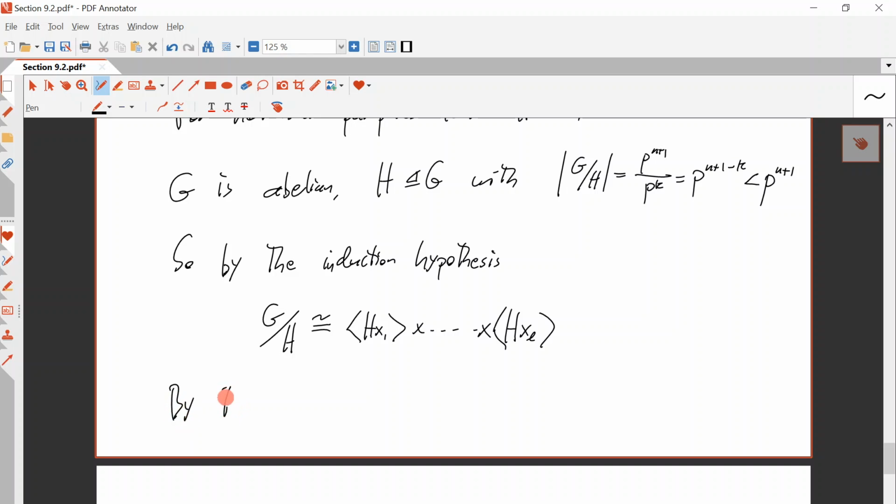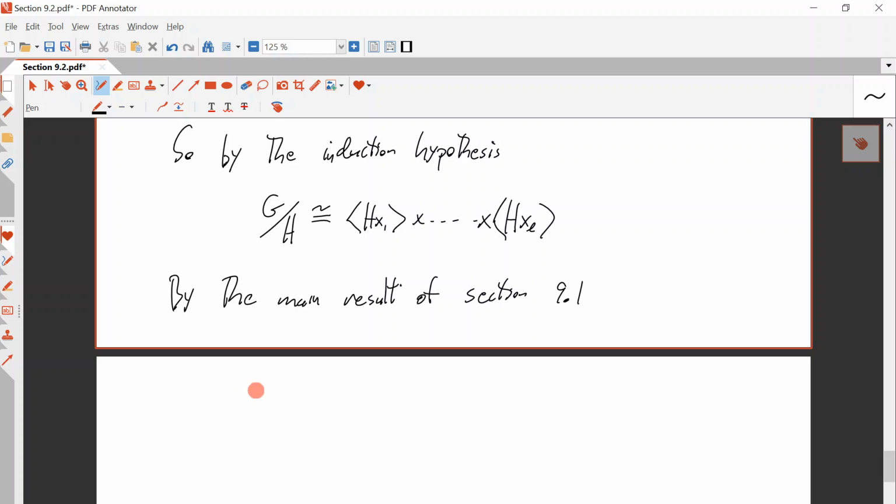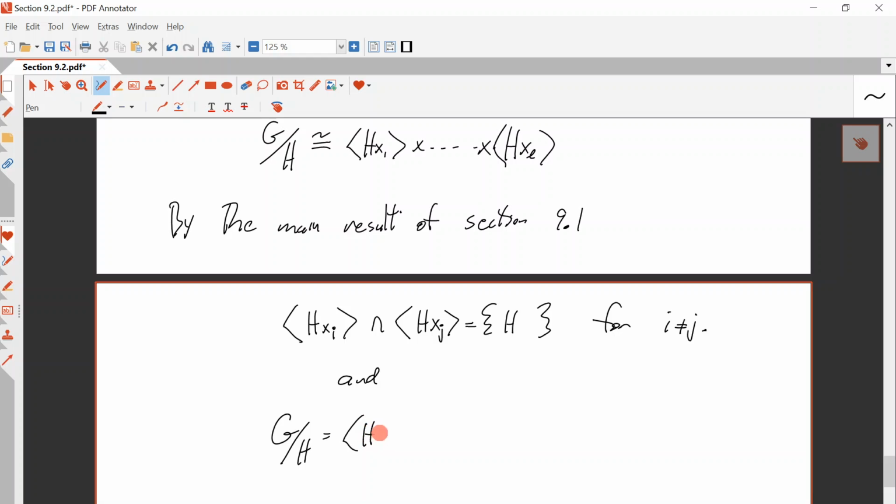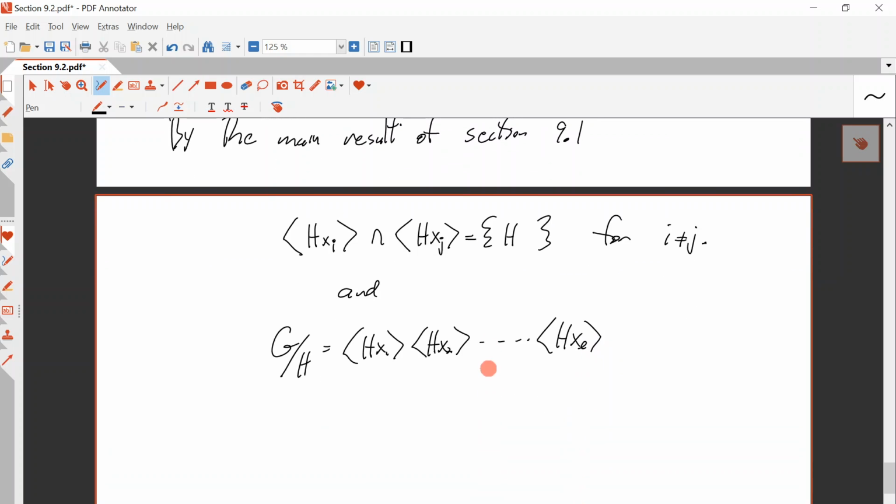By the results of section 9.1, the intersection of the cyclic subgroup for HXI and the cyclic subgroup for HXJ is just the identity element for I not equal to J. And the identity element in G mod H is H. And G mod H itself is equal to the set product of HX1 through HXL, the set product of these cyclic subgroups.